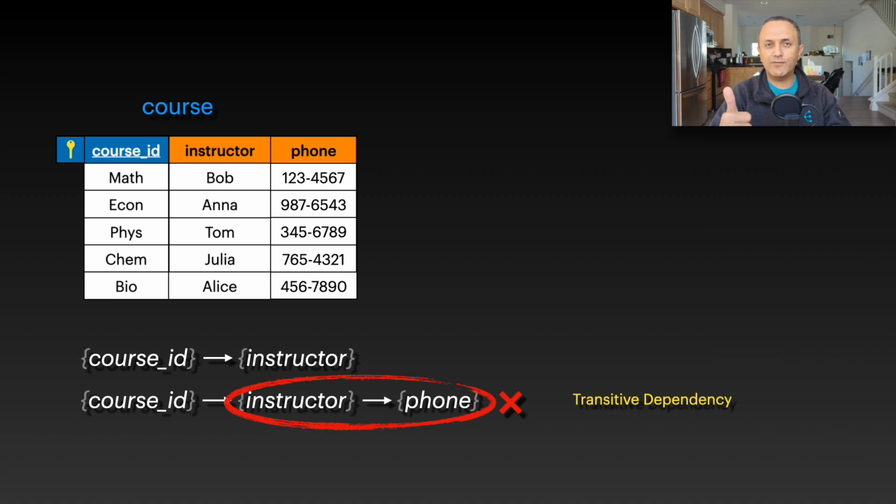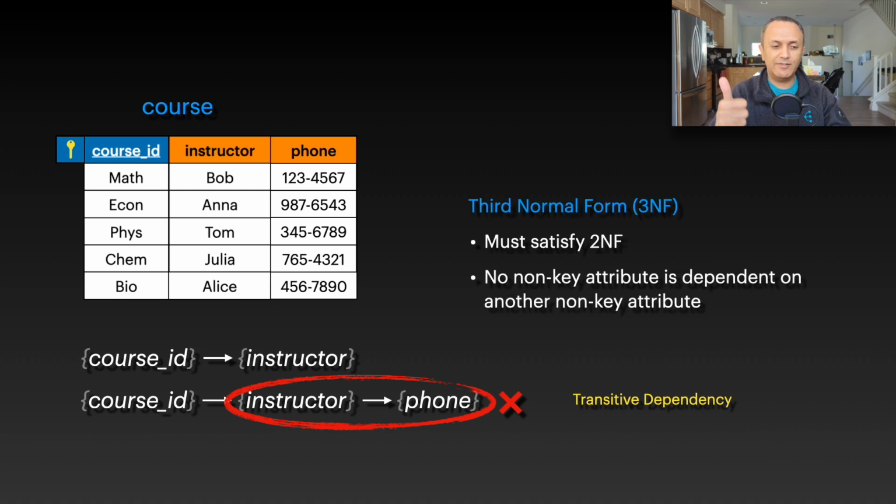Let's look at the conditions for the third normal form. It says it must satisfy second normal form. As we said, every form must satisfy whatever is before it. Plus, no non-key attribute should be dependent on another non-key attribute. Here, phone and instructor are both non-key attributes, and one of them is dependent on the other. Hence, this is not in third normal form.